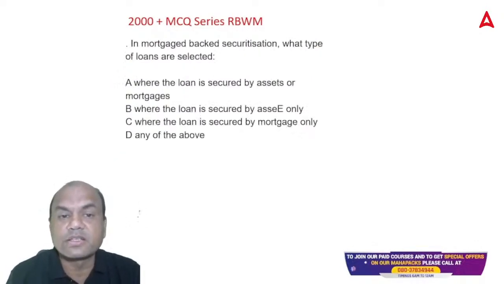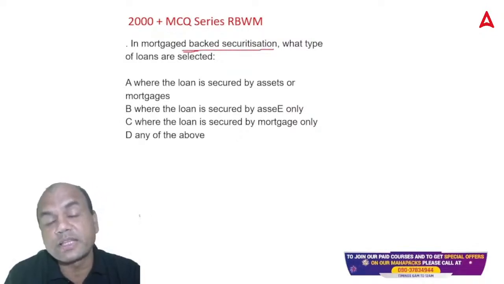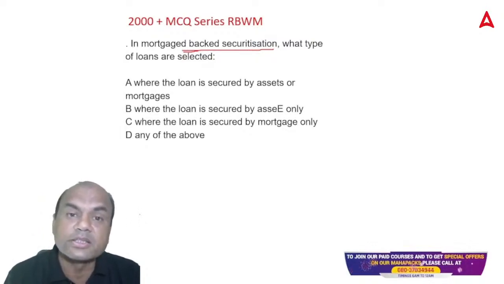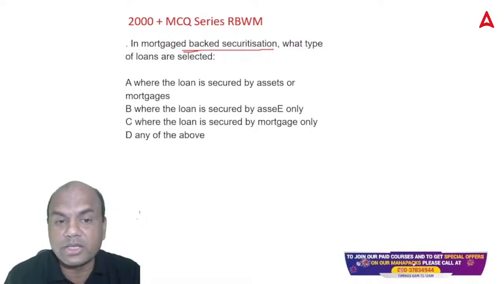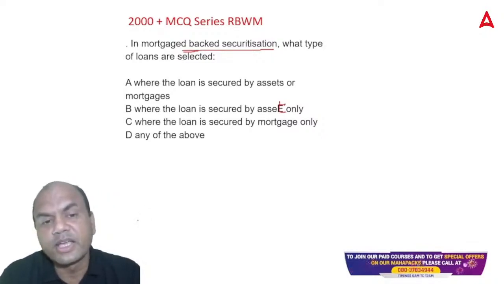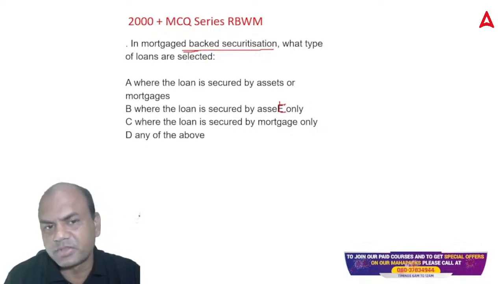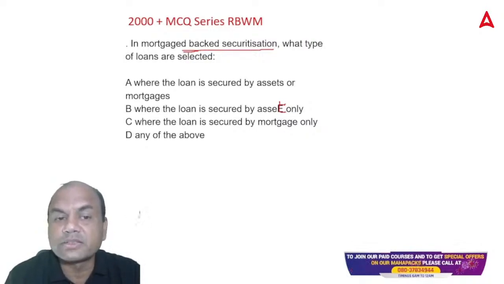In a mortgage-backed securitization, what type of loans are selected? Mortgage-backed securitization, which is backed by mortgage. Securitization means, as I told you earlier, converting the loans into investable certificates. So which types of loans? Where the loan is secured by assets or mortgages. Where the loan is secured by assets only. Where the loan is secured by mortgage only. Any of the above. So what is it? Any of the above is not the answer here, because A is already equal to B and C. So any of the above and A are the same. What can be the answer? The answer is this, where the loan is secured by assets or mortgages.